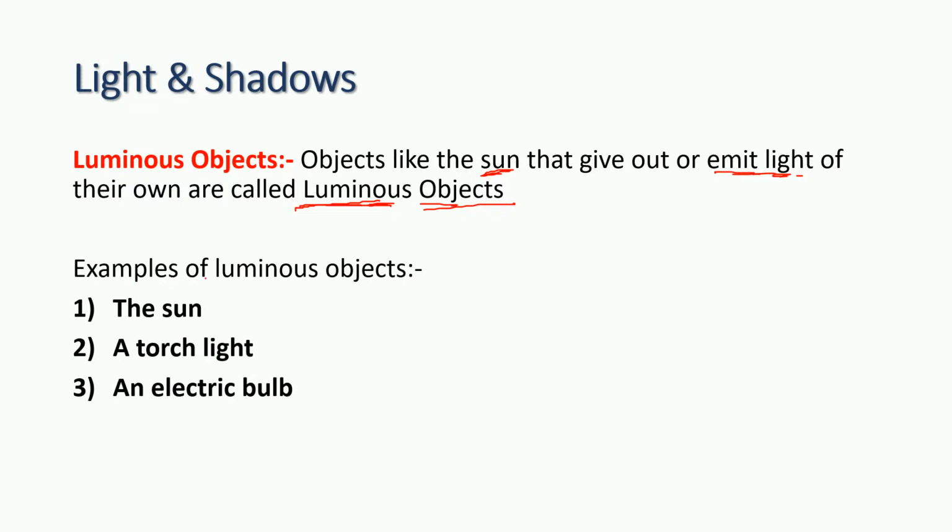Some examples of luminous objects, as I said earlier, are the sun, a torch light and an electric bulb. They give light on their own without depending on anything. The sun won't depend on anyone. It will give light on its own, so it is a luminous object.